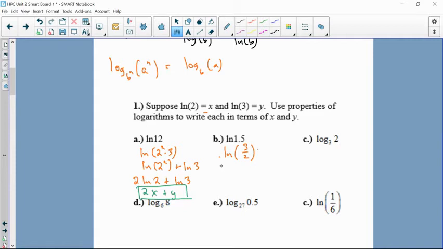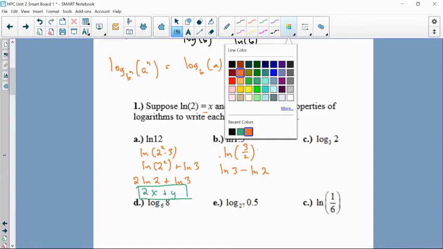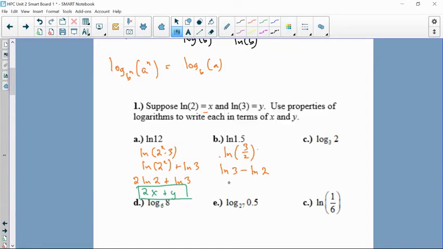Because that's a quotient, I could say that's natural log of 3 minus the natural log of 2. And then I know what natural log of 3 is. I know what natural log of 2 is in terms of our variables. So we could say it's y minus x.